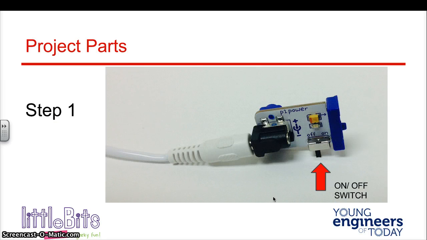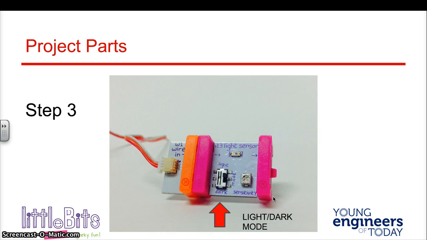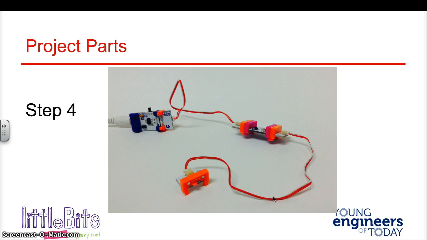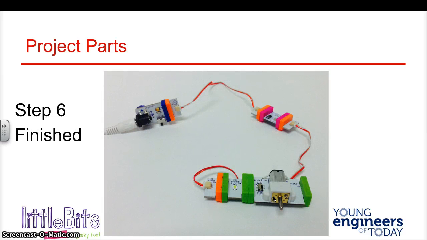With your project parts, we're going to connect them, starting off with your power. You have your on-off switch. And we're going to connect our wire. And then we'll connect our light and dark mode. We'll start off with light, which is fine, or dark. It's up to you. And this will be step 3. Connect our next wire. And then we're going to connect our LED. And then we'll connect our DC motor.